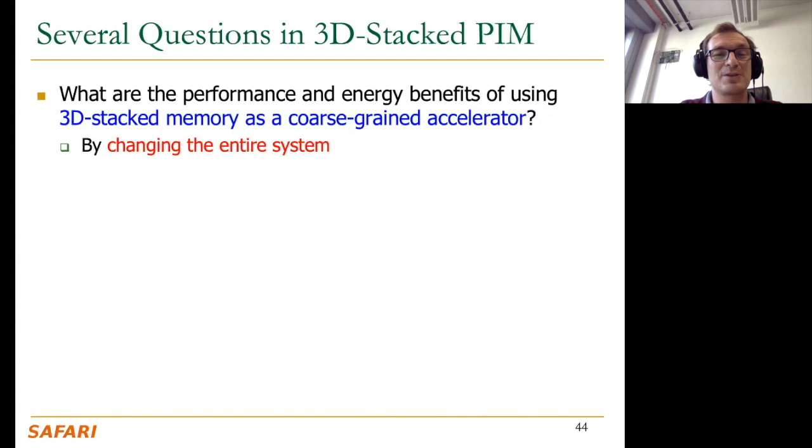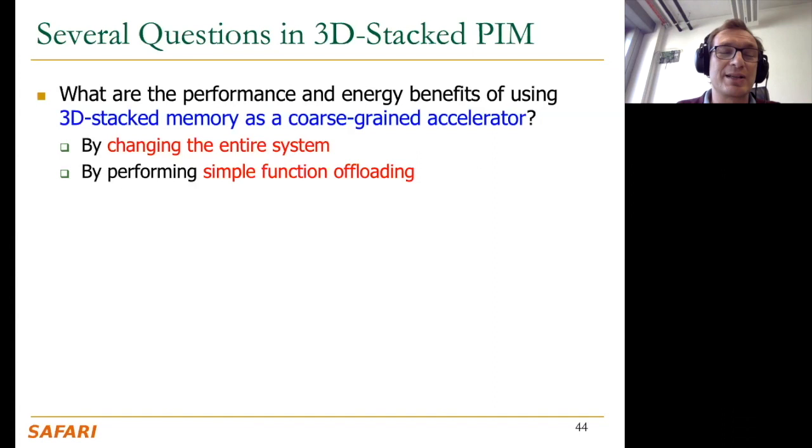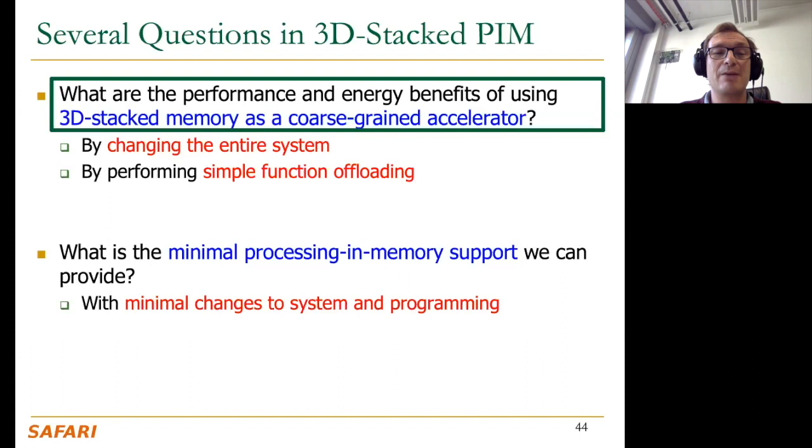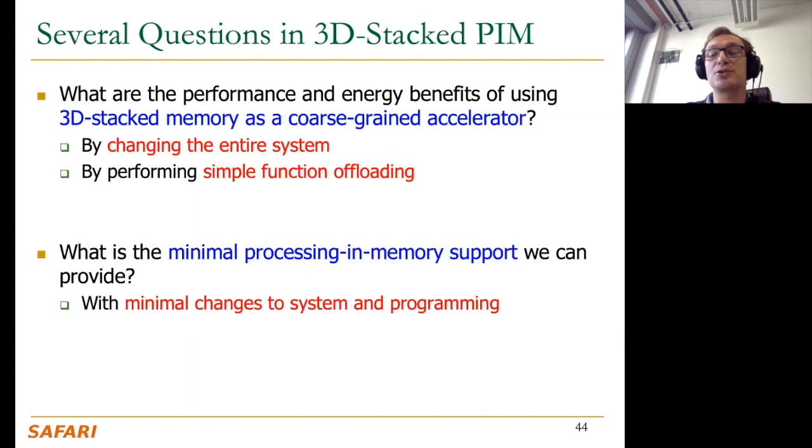And then you maybe say, okay, what are the smaller things that I do? But let's talk about that later. And then there's the other extreme, which is, what is the minimal thing that I can do to provide reasonable benefits? And what kind of benefits do I get if I do the minimal thing to take advantage of this technology? So these are two ends of the spectrum, basically.